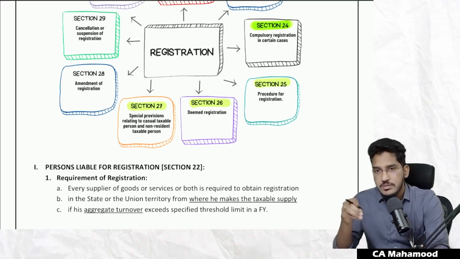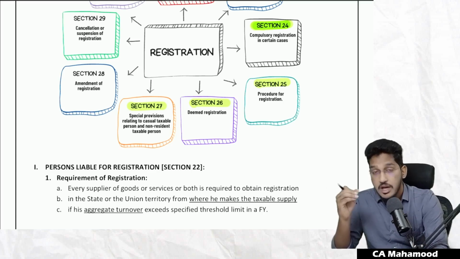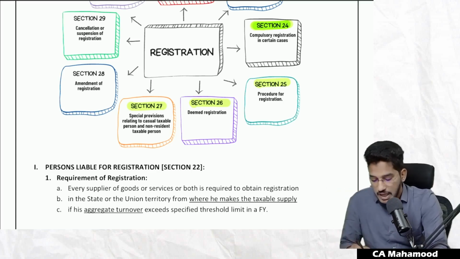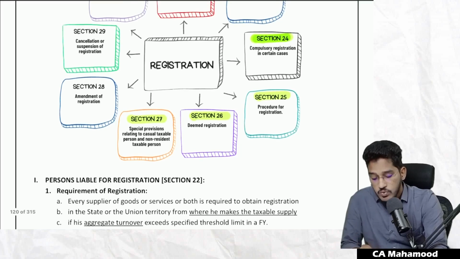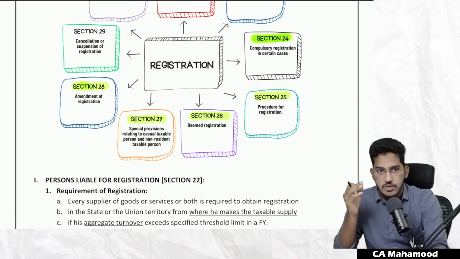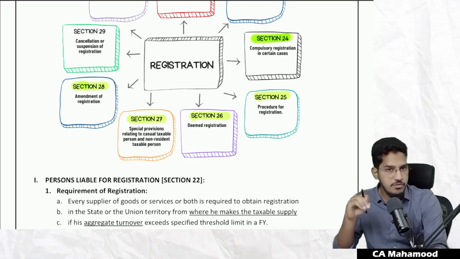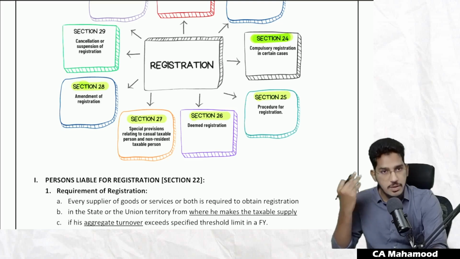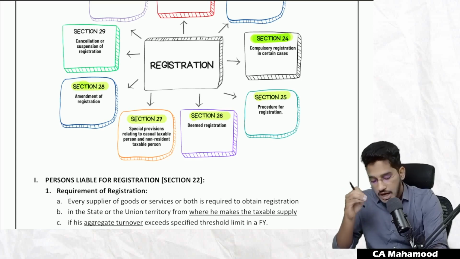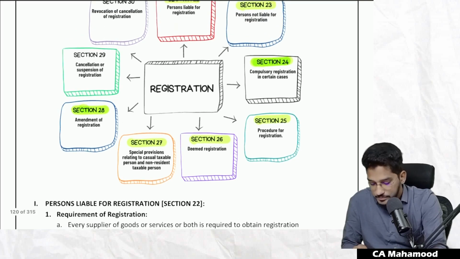Sir, who is a casual taxable person? Who is a non-resident taxable person? For them, how to obtain registration? That is addressed in section 27. If you want to amend your registration, you have obtained registration, but in some cases you need to amend it. Might be you are moving the business from one place to another, or you are changing the legal form of your business, or you want to add an extra place of business. So if you want to make any changes to your registration, how to do that amendment of registration is covered in section number 28.